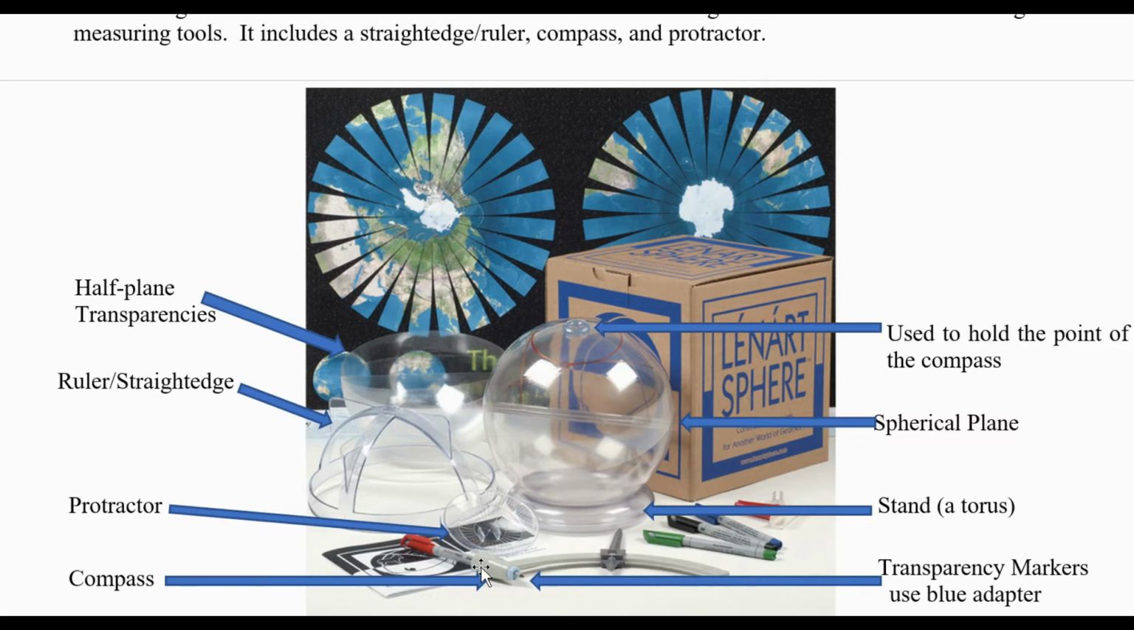And they may start to run dry. You may need to actually buy some of those transparency markers to put in there. Be sure you do not use permanent markers, or you're going to be buying me a new Lenart sphere kit, and they're not super cheap. They're not real expensive though either, considering how much good we're going to get out of them.